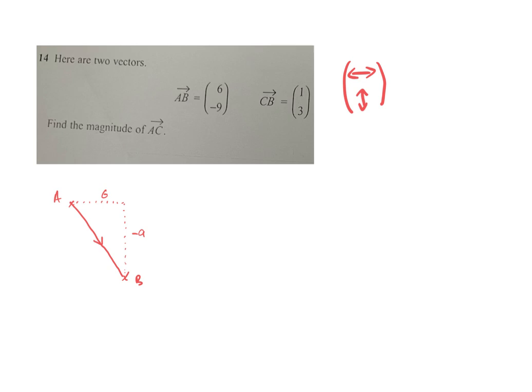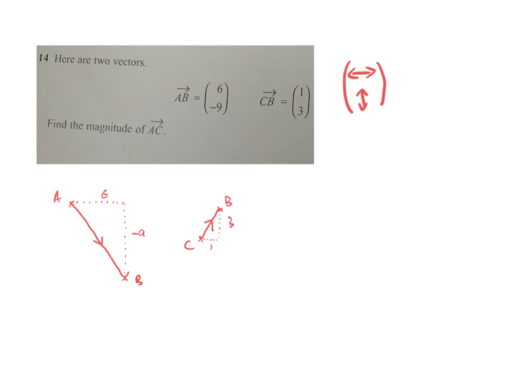Now let's do CB. I'll put a point C just here. And CB is 1, 3. So I go 1 to the right. And then I go 3 up. Try and use a similar sort of scale for my other sketch. And that's going to be B. And it's C to B. So it's going up like this.